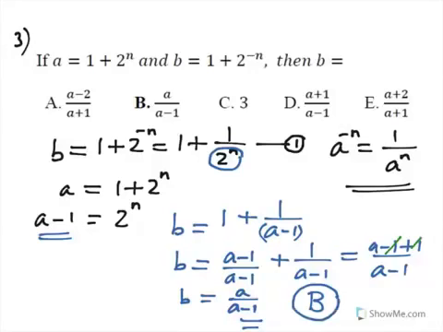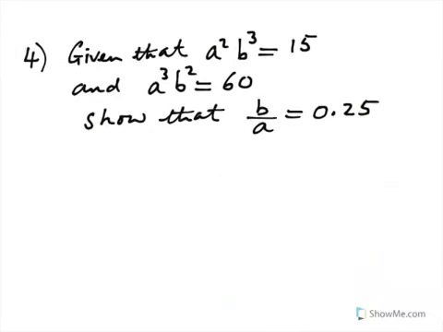I don't know if you managed that, but that's much more challenging than the others. And there is another way of doing it. Then I decided to give you a question like number 2 to try. I've given you the answer. I'm not going to go through that. You can try using the technique I used in number 2. You're given that a squared b cubed is 15 and a cubed b squared is 60. Show that b over a is equal to 0.25. Have a go at it and see if you can get that answer.